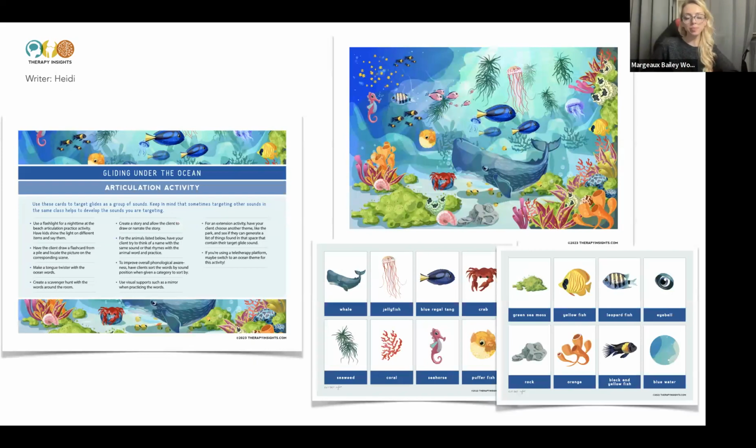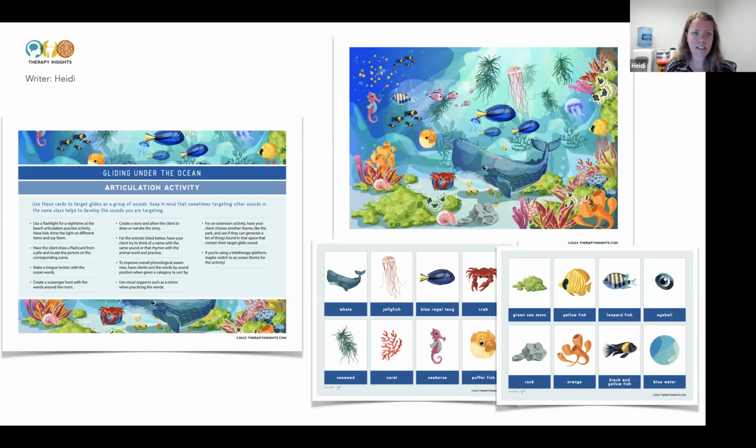This is called Gliding Under the Ocean. It's an articulation activity. Heidi, you wrote this. This is so pleasant to look at. It's beautiful colors, really engaging. It's 4 pages. It has instructions at the beginning with some bullet points, and then a nice scene with different ocean animals, and then some individual cards. So Heidi, tell us more about this resource.